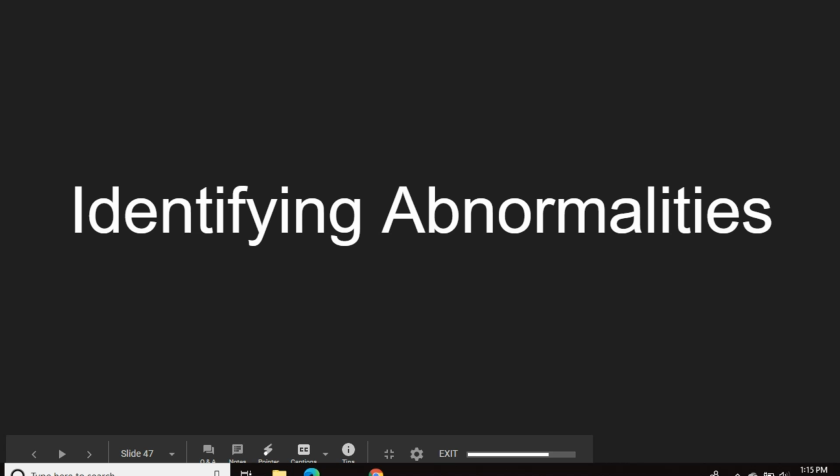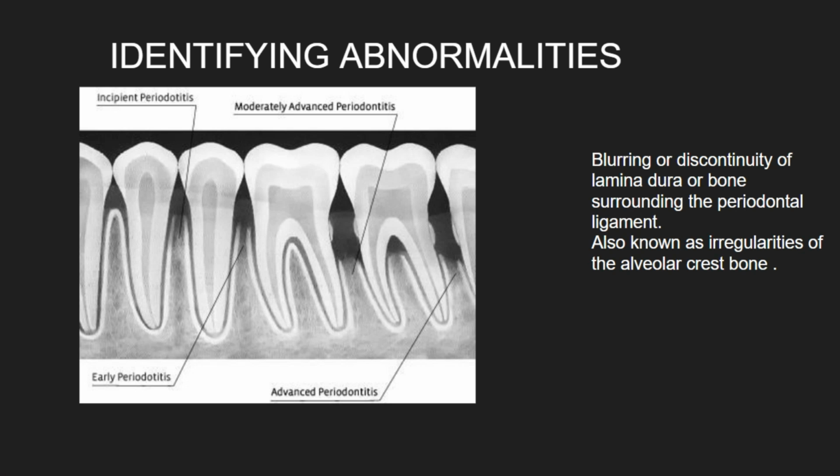This section is on identifying abnormalities, and this is different than the normal anatomy of a radiograph. This is more of detecting diseases on the radiograph or just things that aren't a part of your normal anatomy. The first thing we have is periodontal disease.